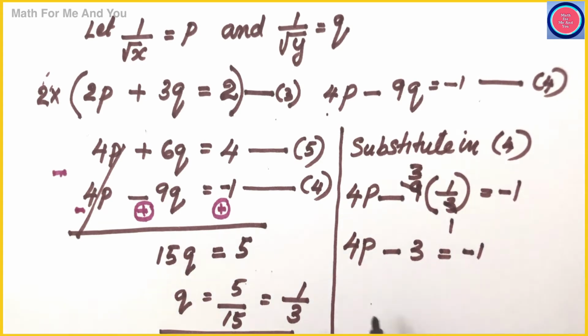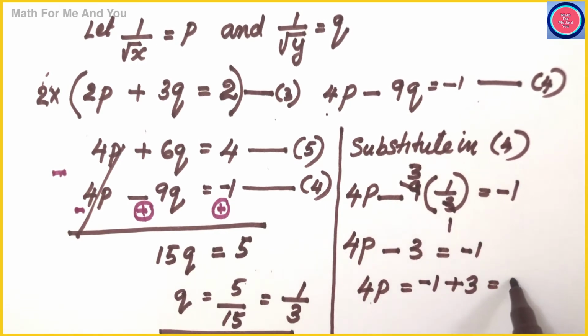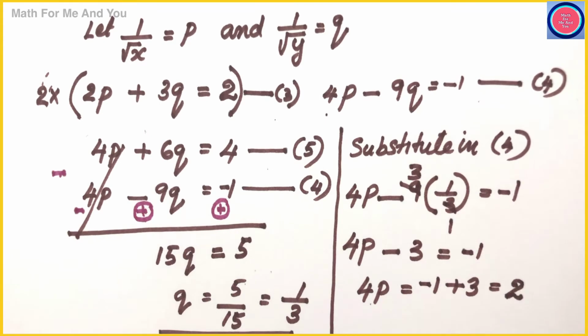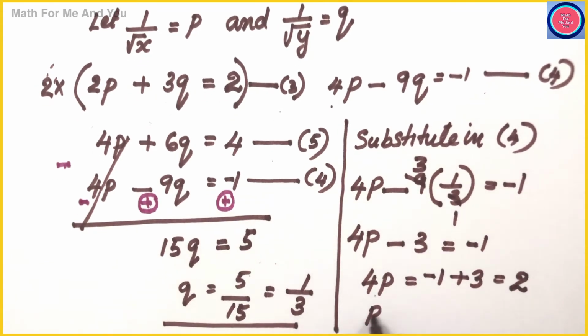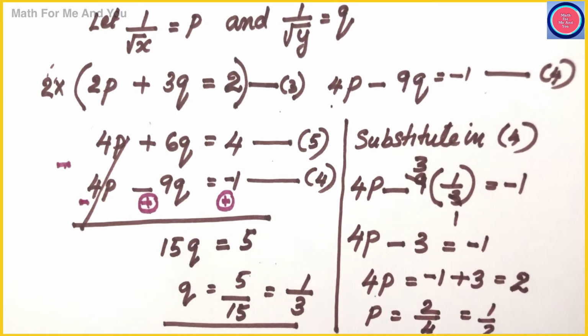Move minus 3 to the right side. 4p is equal to minus 1 plus 3. What is minus 1 plus 3? 3 minus 1 is 2. 4p equals 2. Get the value of p: p equals 2 over 4. Cancel 2 from the numerator and denominator. We get p equals 1 over 2.